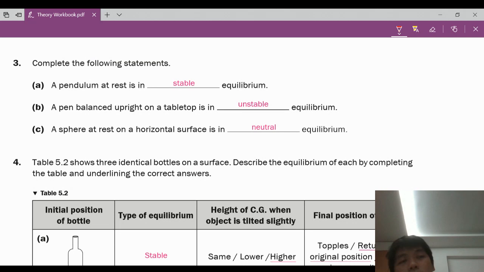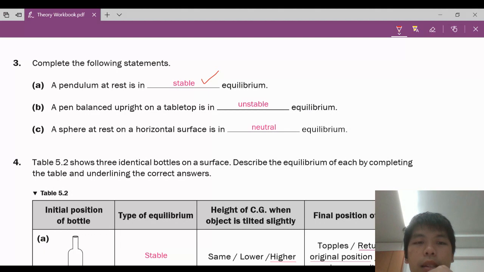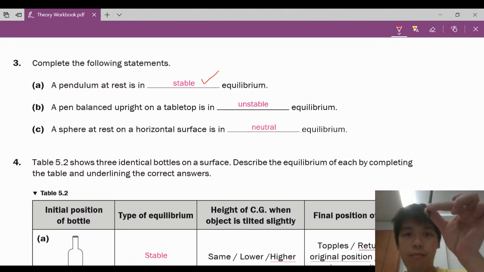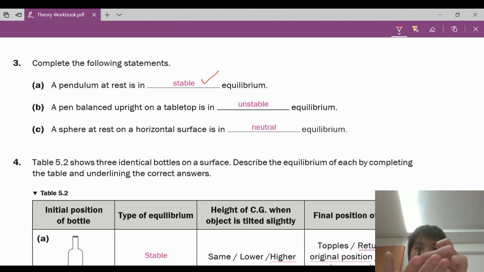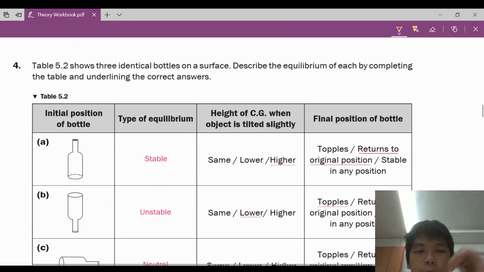3. A pendulum at rest is in... So a pendulum is one that swings on a string. When it's at rest, it's in stable equilibrium because if you push it a bit, it comes back to its original position. Center of gravity will also drop back down. A pen balanced upright on the tabletop: you take a pen and balance it on the table, and you realize that it actually topples. Why? Because the center of gravity keeps falling, it's unstable. A sphere at rest on a horizontal surface is neutral because the center of gravity is always at the same height.